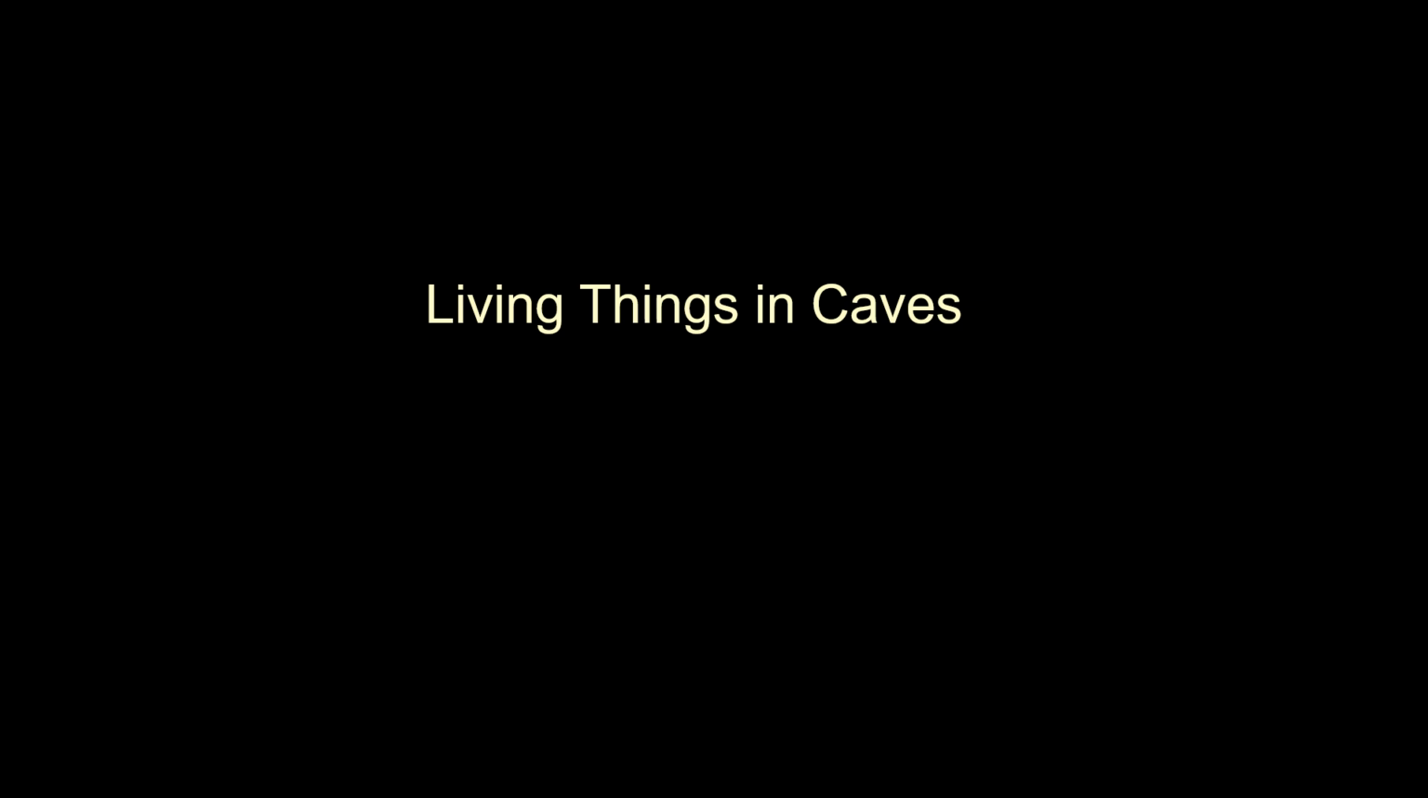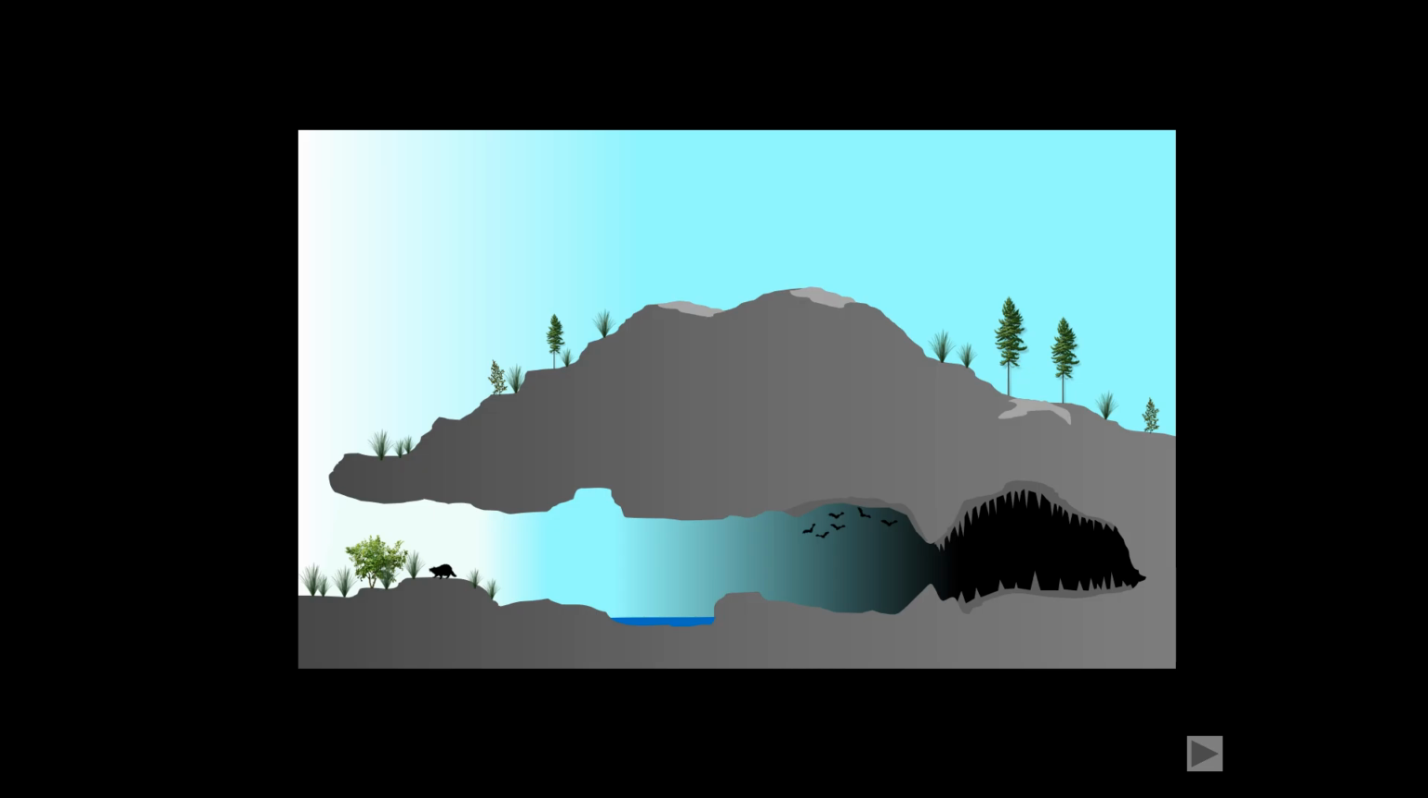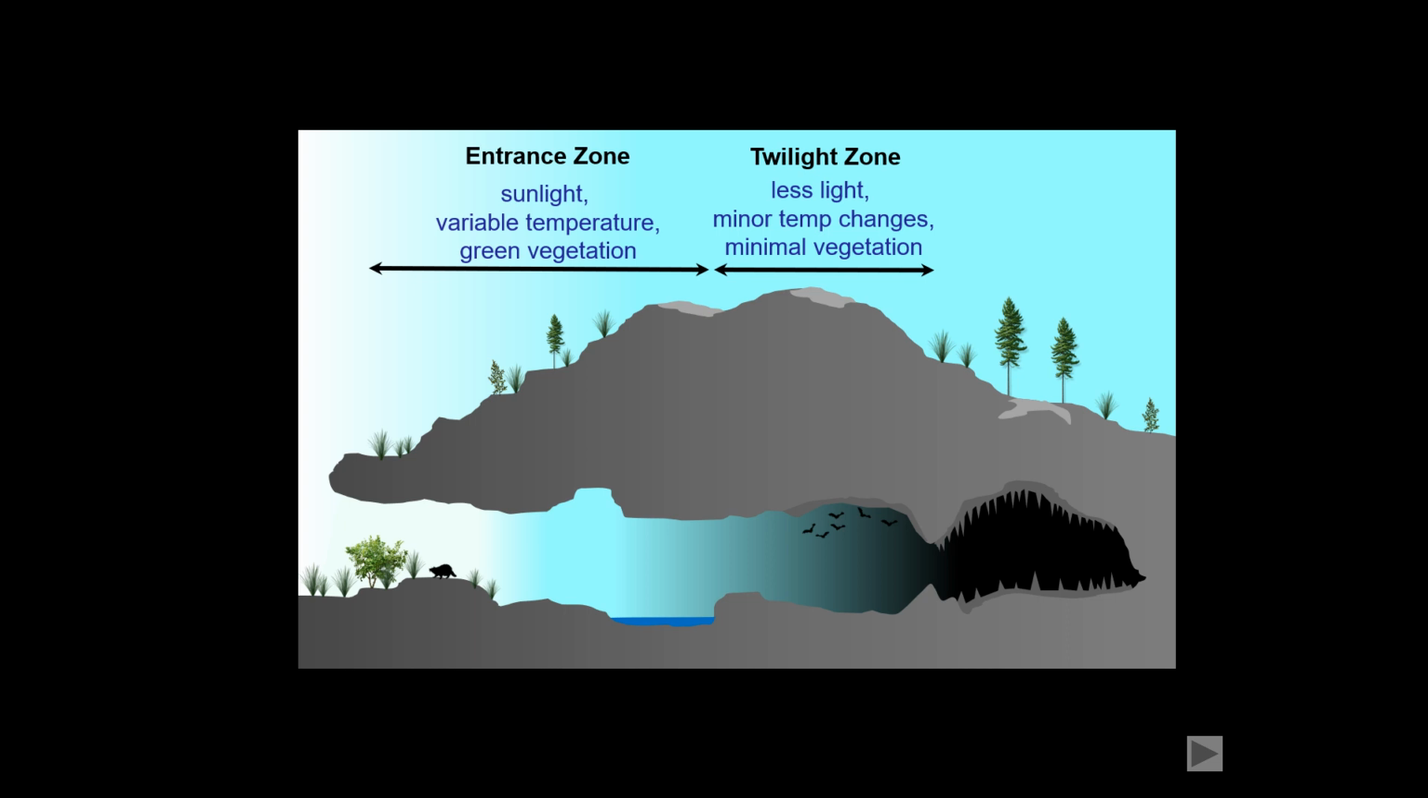I want to mention briefly living things in caves. We can kind of divide caves into a couple different zones, and I created this image here so you could sort of appreciate different cave zones. So the entrance zone is a place where you'd see sunlight penetrate that area. The temperature would be fairly variable because it's being controlled more or less by the outside temperature and the contributions of the sun, and you see some green vegetation. And then we have a twilight zone inside the cave where you'd find less light. Temperature changes would be more minor, moderated by being inside, minimal vegetation, maybe almost no vegetation. I've got my bats here shown in that area. And then we've got the dark zone, and that's deep in the cave, so no light, constant temperatures.